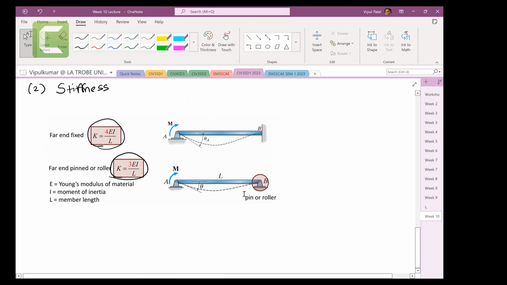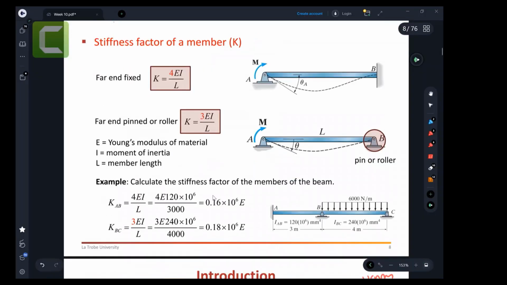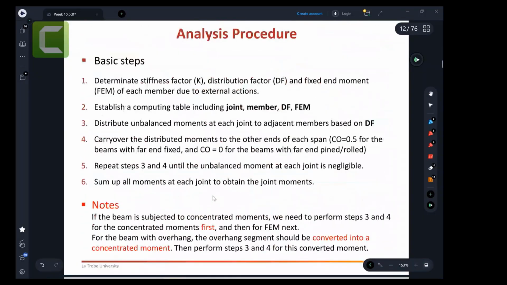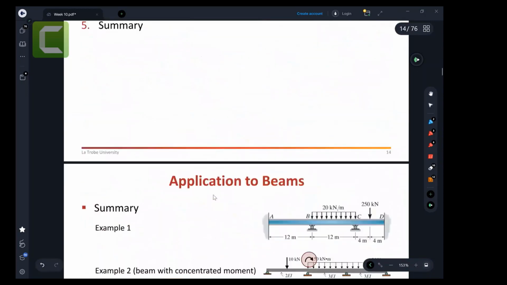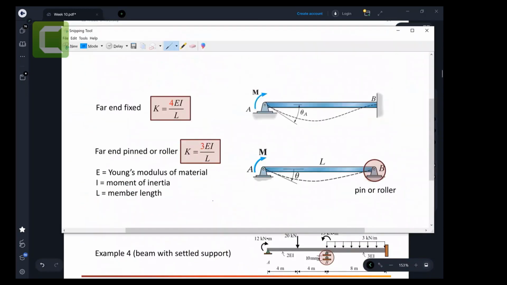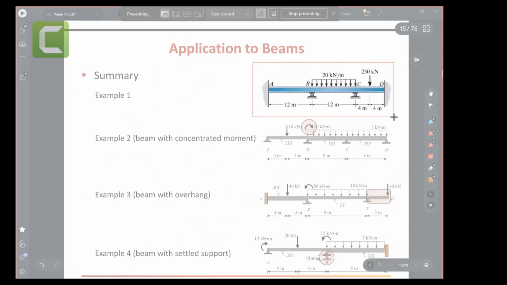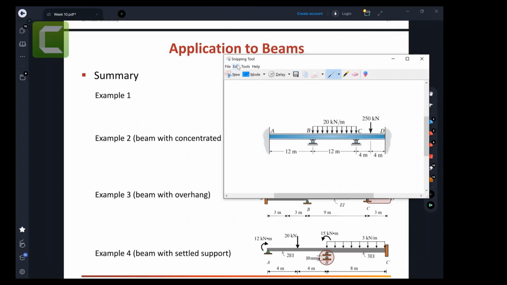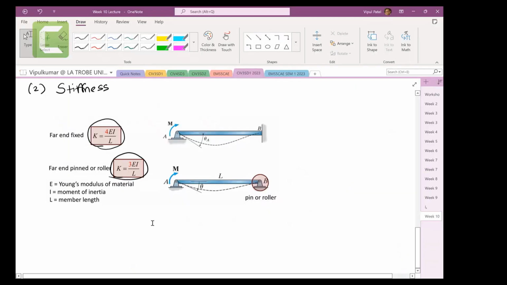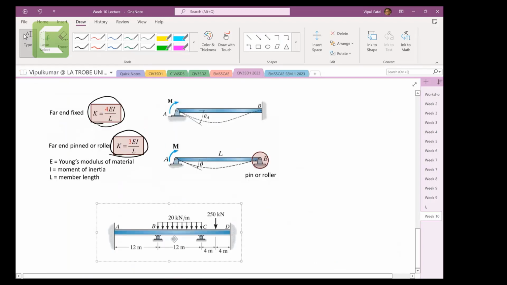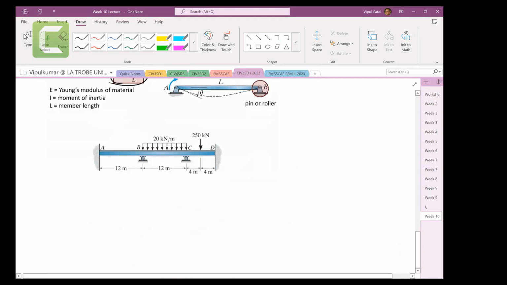Now let me go back in here and let's get the questions as well. The question is here. All right, so these are your questions, and these are the equations. So these are all your fixed. This is already fixed, we can't touch it. So the far end is fixed.